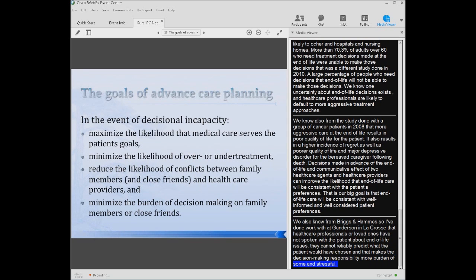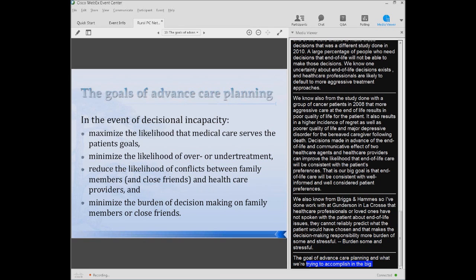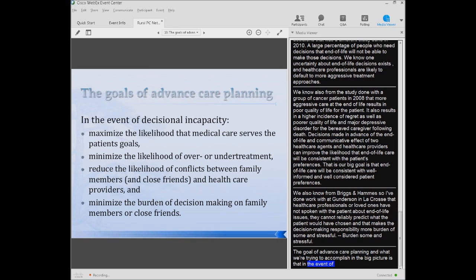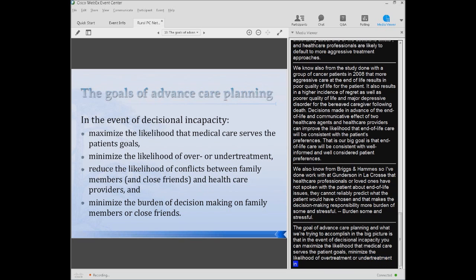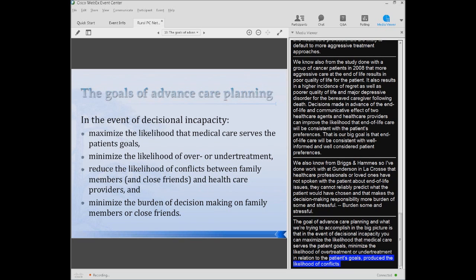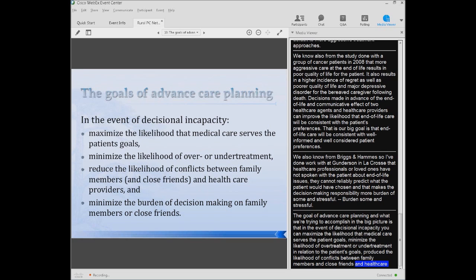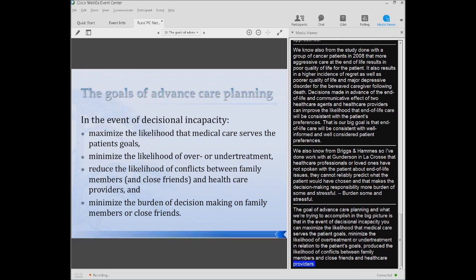So the goals of advanced care planning and what we're trying to accomplish in the big picture is that in the event of decisional incapacity, you'd be able to maximize the likelihood that medical care serves the patient's goals, minimize the likelihood of over-treatment or under-treatment in relation, again, to the patient's goals. We'd like to reduce the likelihood of conflicts between family members and close friends and healthcare providers who have a different picture of what should happen for the patient, and then also minimize the burden of decision-making, which can be very painful for family and close friends.